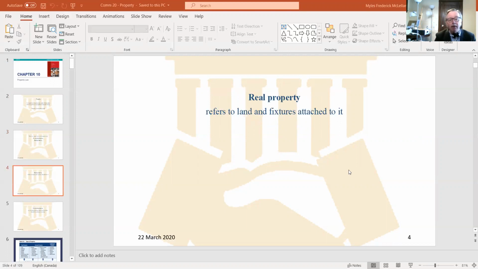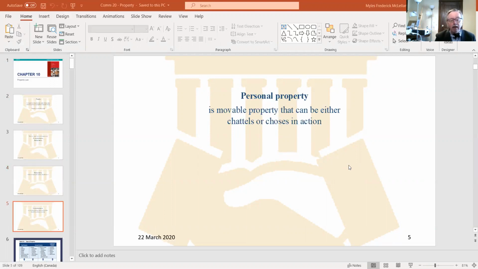Real property is exactly what you would think it is. It's like real estate. It refers to lands and things that are called fixtures attached to those lands. I'm going to describe that in a few minutes. So real property is essentially real estate for the most part. That's easy to understand.